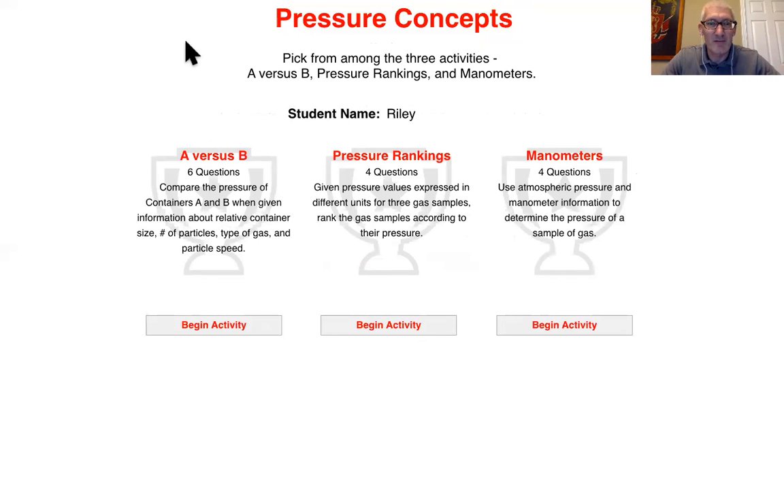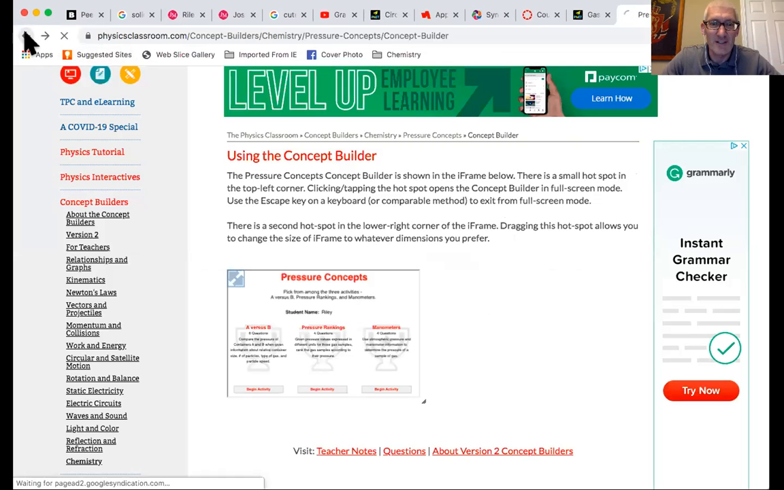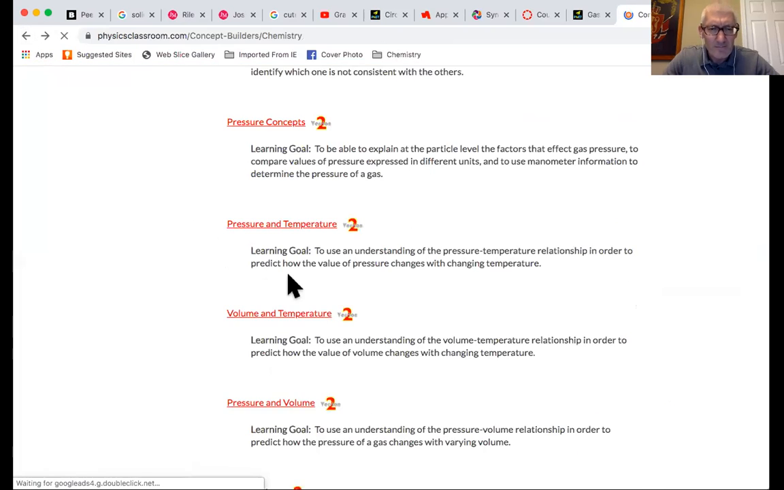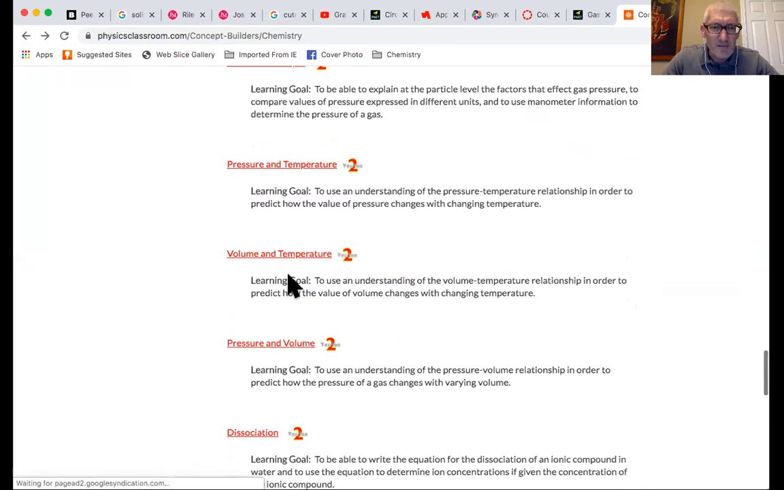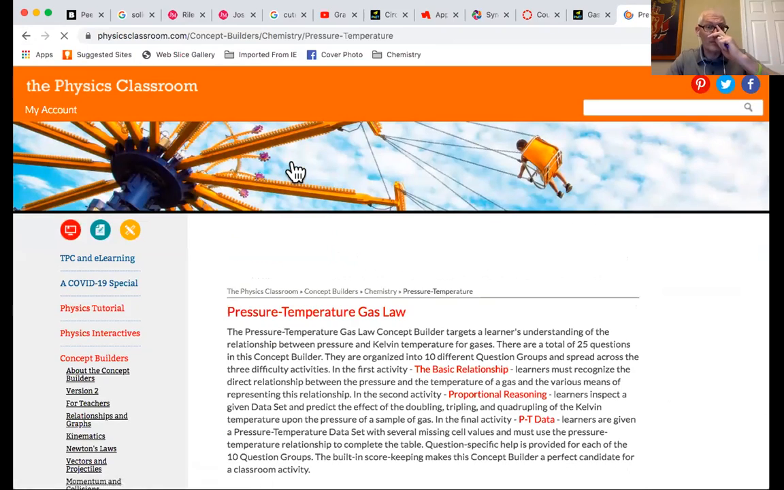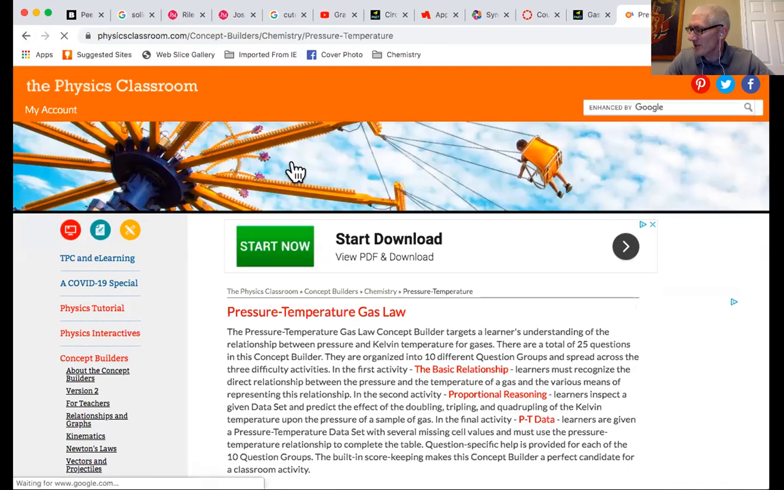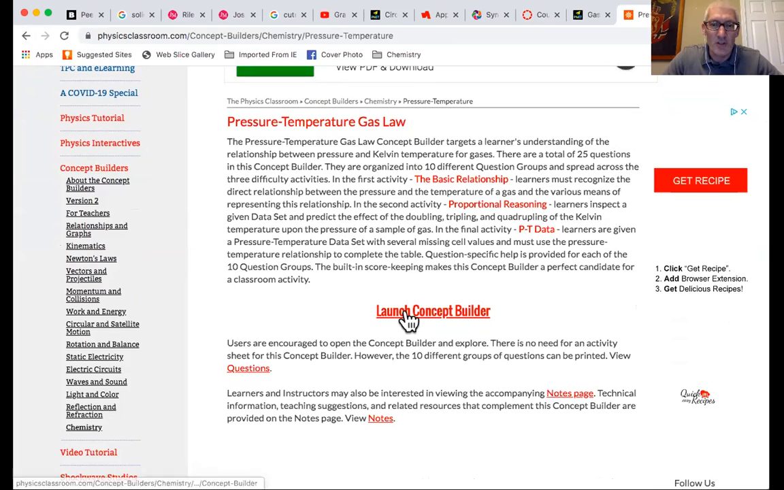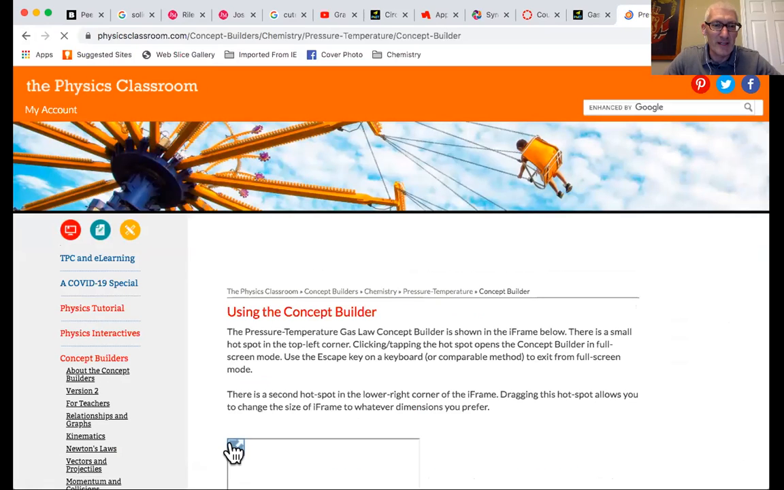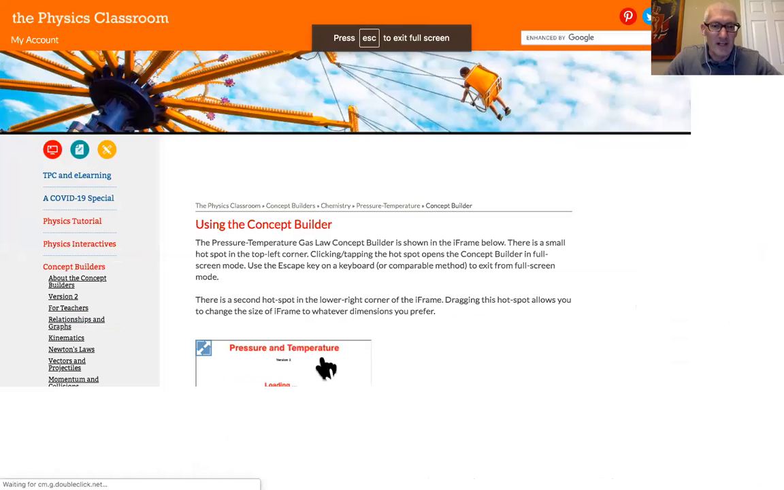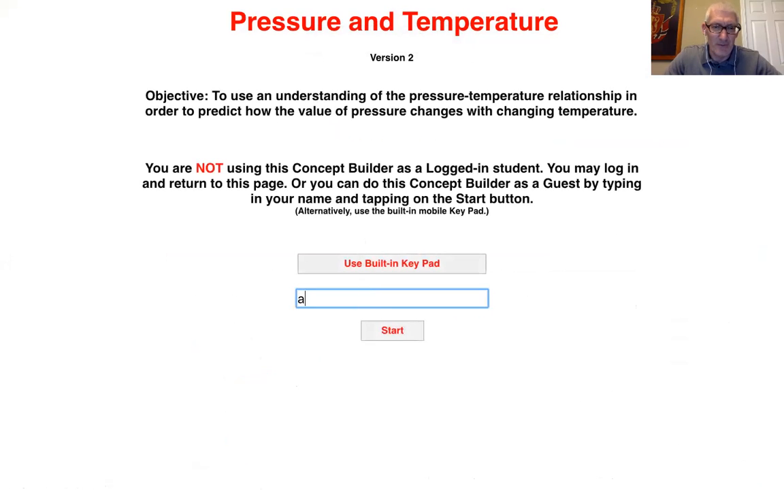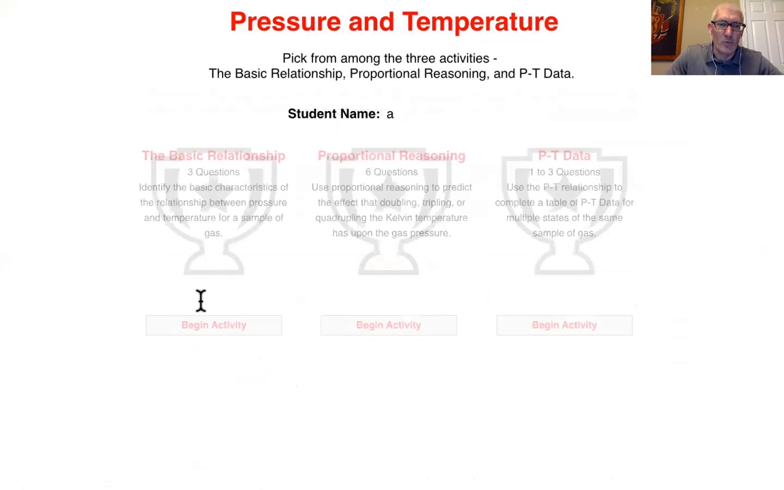So let me step out for just a second here and get to the one that I wanted to show you, not pressure concepts. Let's see, first one, pressure and temperature, right? And so pressure and temperature, that was Gay-Lussac's law. And so you'll launch the concept builder, you'll make it big, you'll type in a name, and then you just want to make sure that you answer the questions that you see there, okay? And I just want to walk through one of them real quick.